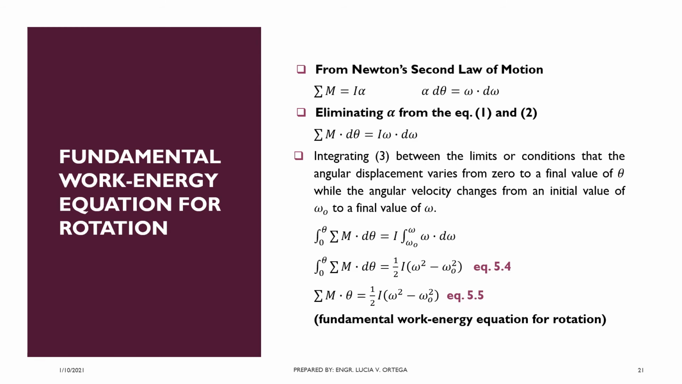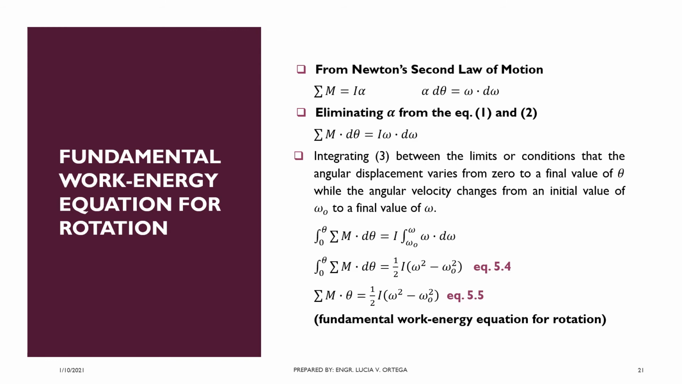Summation of moment times d theta is equal to I times omega times d omega, differential omega. So here, we eliminate alpha from the first equation and second equation. This would be the resulting equation. Notice that we do the same procedure for rectilinear translation.